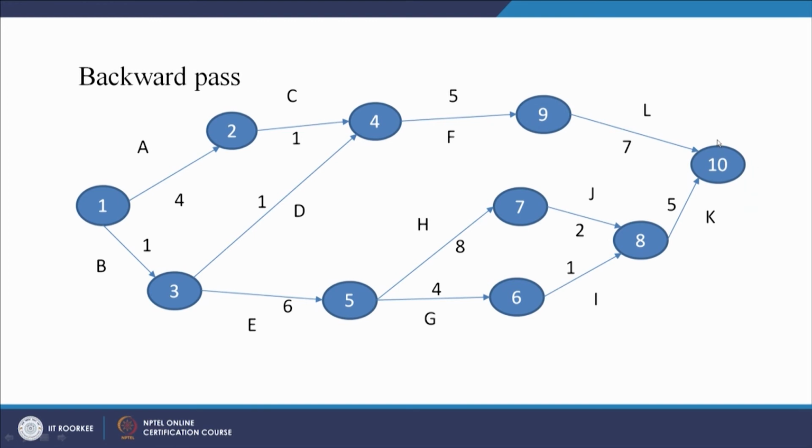So this is 22 and 22. So TL becomes 22. Similarly, when can 8 start at the latest? 8 can start at the latest because this has to be finished by 22 days. So when can K start at the latest? At the latest it can start, it requires 5 days. So 22 minus 5, it can start at the latest by 17 days. That after 17 days K can start, so that we are able to meet the target of 22 days.